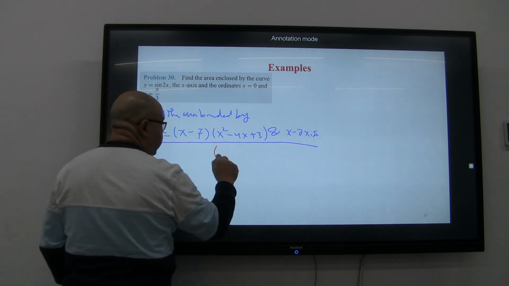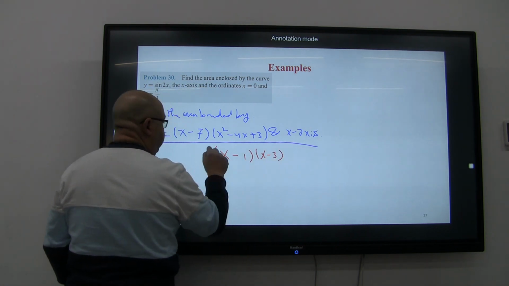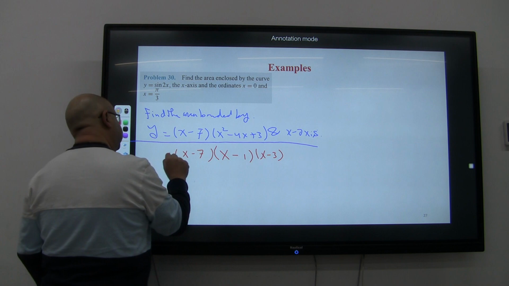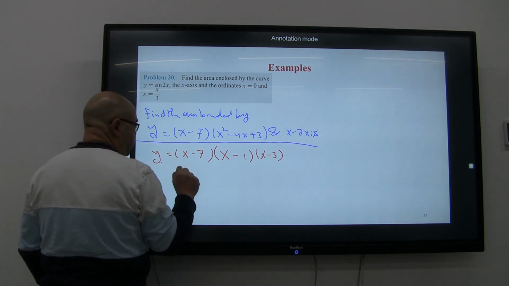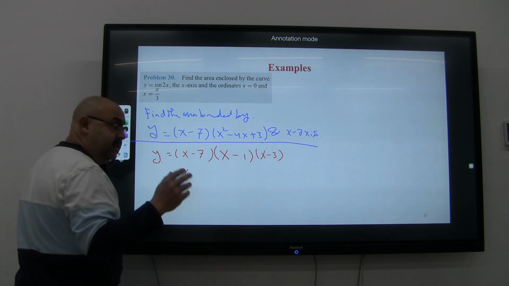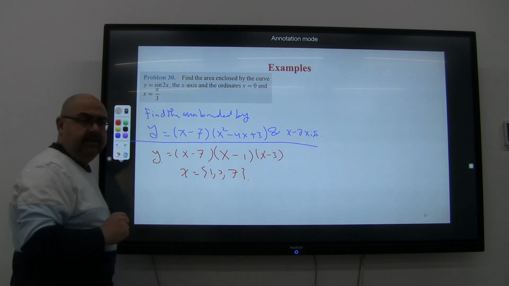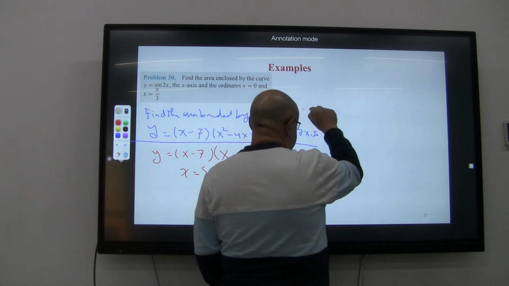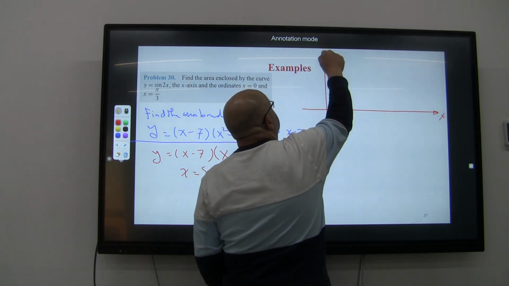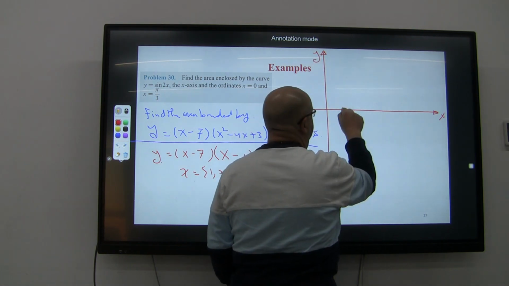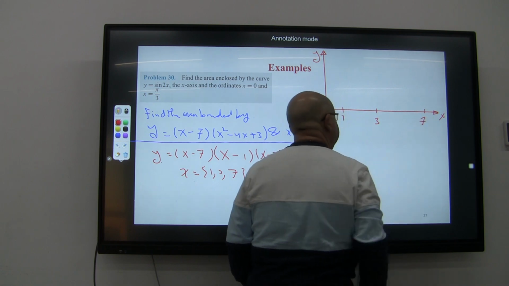So it's going to be x minus 1 times x minus 3, I believe, and this one is x minus 7. It means your function will cut the x-axis at 1, 3, and 7. So I will go through, this is the x-axis, that's the y-axis, the points are 1, then 3, then 7.